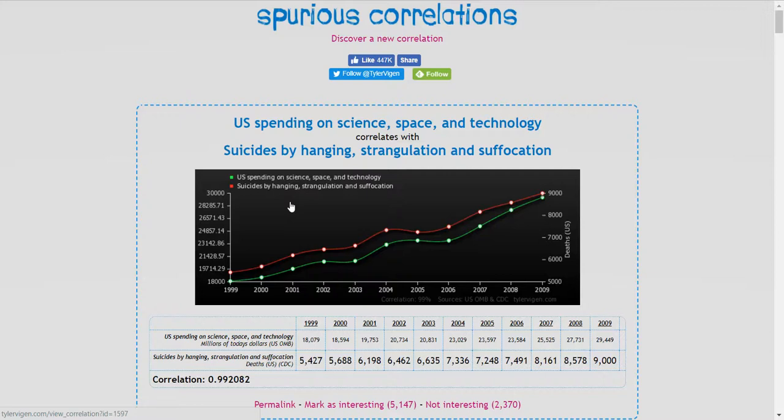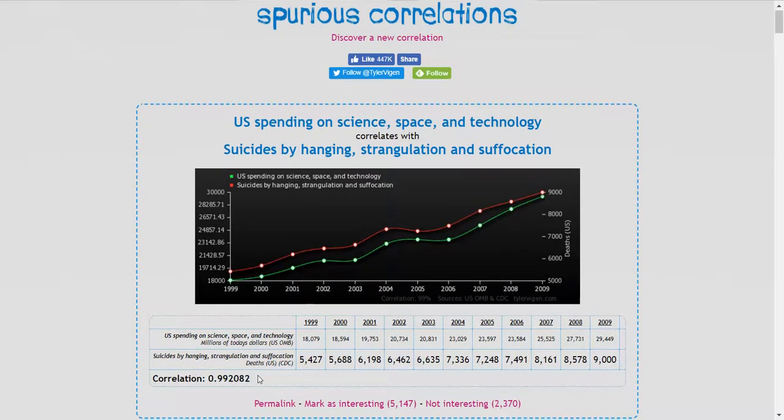This is not real, because do you think that U.S. spending on science, space, and technology really has anything to do with suicides by hanging? I really doubt it. So it's a spurious correlation. Look at that, that's a 99%. That is an extremely strong correlation, but really has nothing to do with each other.